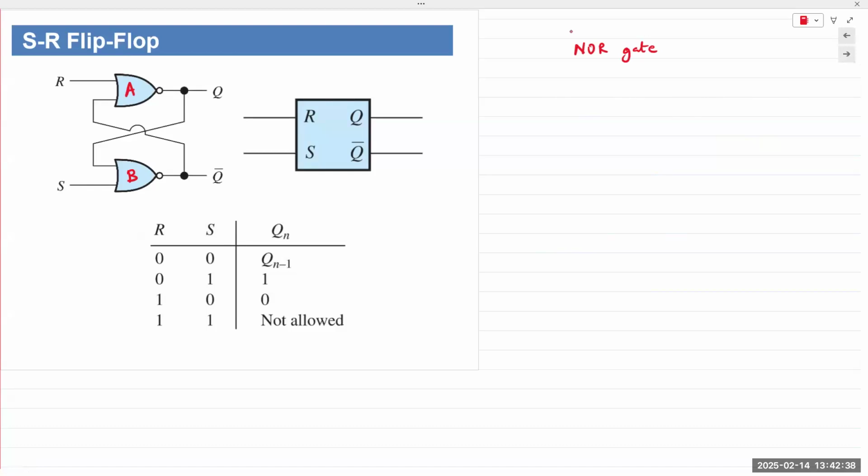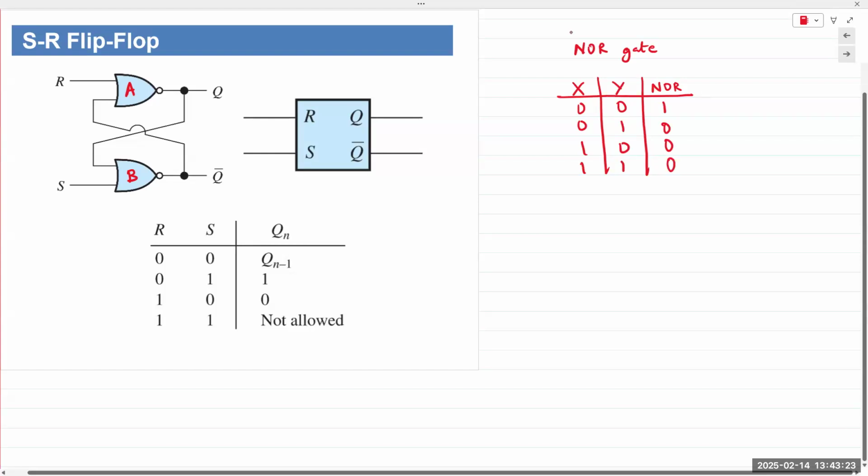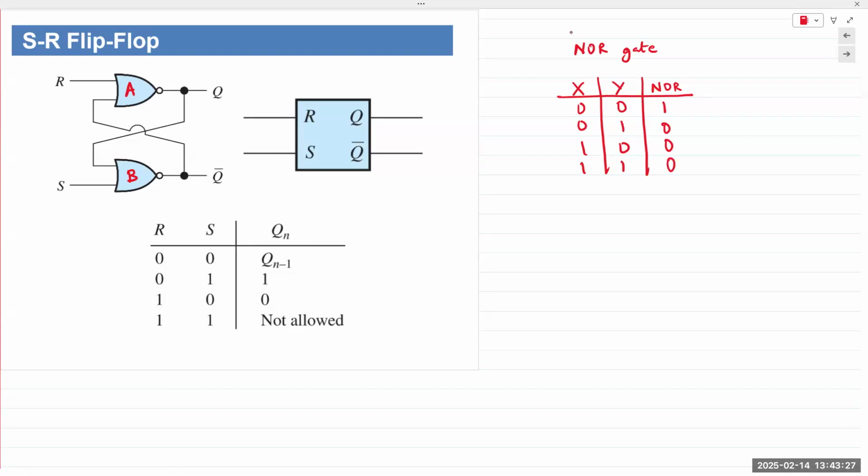Let's first write out the truth table for a NOR gate. In a NOR gate, if you have two inputs, X and Y: 0 0, 0 1, 1 0, 1 1. The output of a NOR gate goes high only when both inputs are low, right? 0 plus 0 gives you 0, inverted output, 1. For all other combinations, the output is 0. 0 plus 1 gives you 1, inverted output, 0. 1 plus 0, 0. And 1 plus 1 also gives you 0. The output of a NOR gate goes high only when both inputs are 0. So if we use that, we can begin analysis.